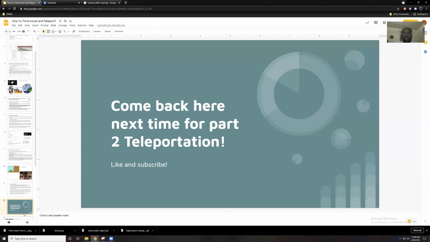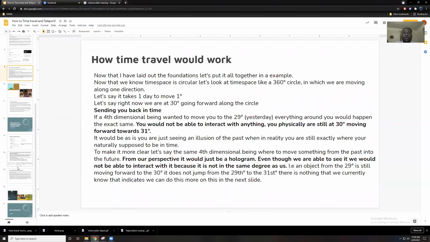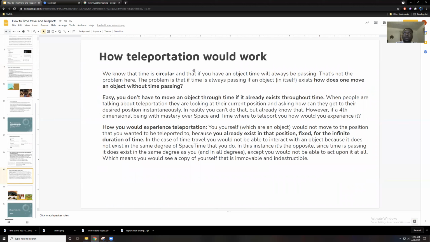Right. So with that, we know that time is for a fact circular. And if you have an object, time will always be passing. That's not the problem here. The problem is that if time is always passing, if an object in itself exists, how does one move an object without time passing? Easy. You don't have to move an object through time if it already exists throughout time.